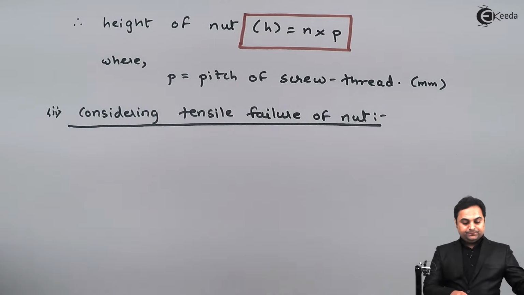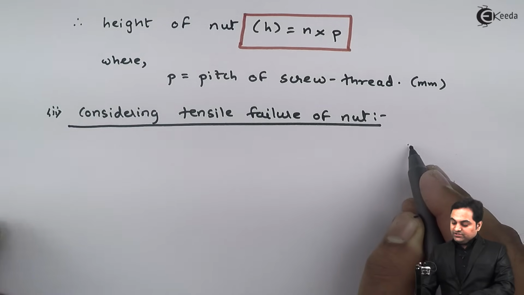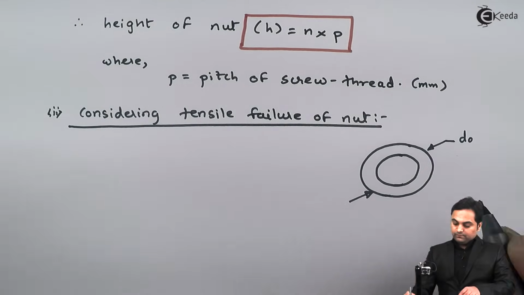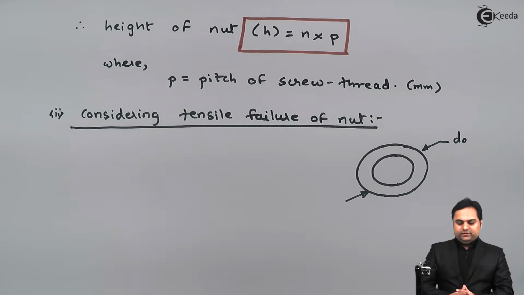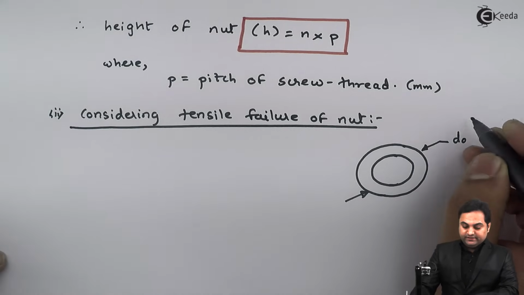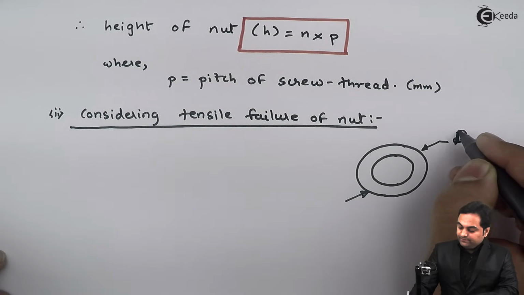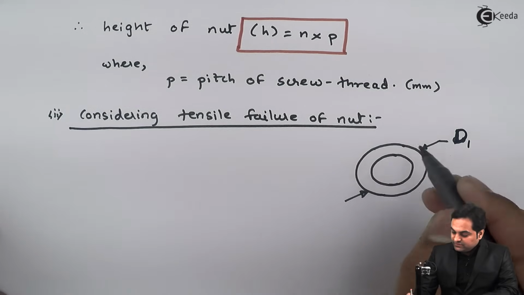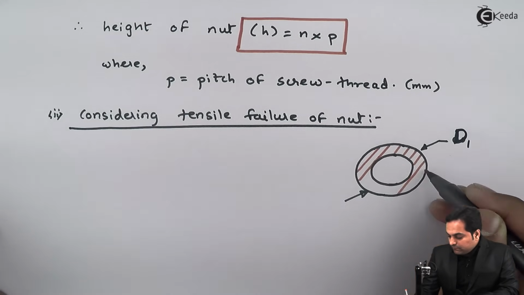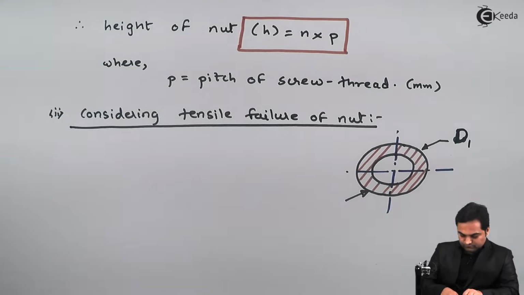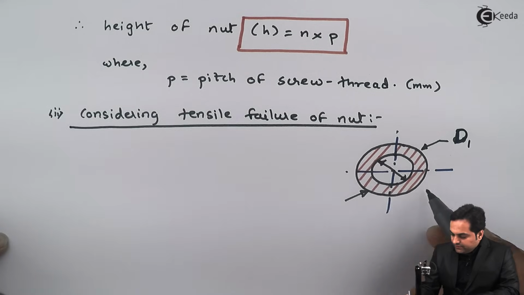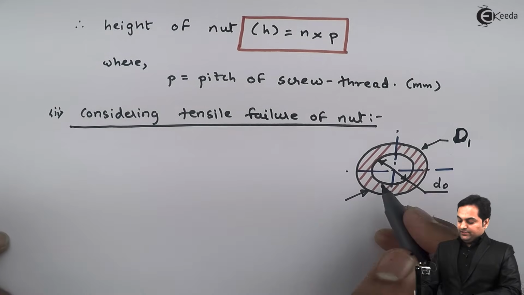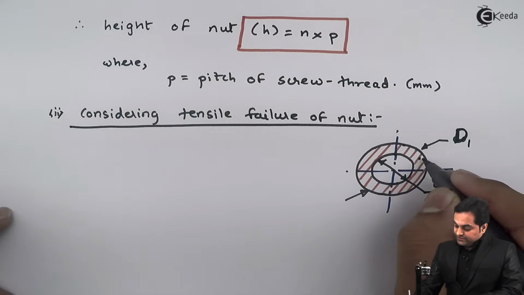So here I'll say that considering tensile failure of nut, the area which is resisting tension, that area I am drawing here. Next, considering tensile failure of nut, here I will write the outer diameter as D1, and here the failing area is this section. Here I am marking this diameter. It is DO, which is the outer diameter, or we can say major diameter, and the nut will fail along this diameter. So here is the resisting area.